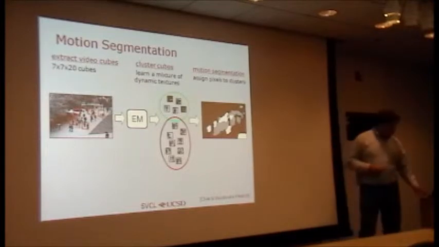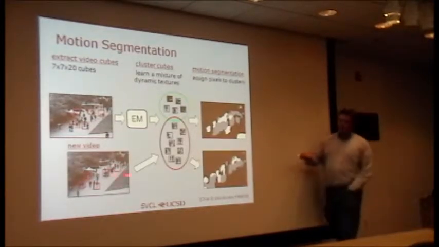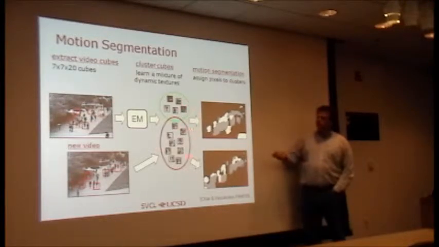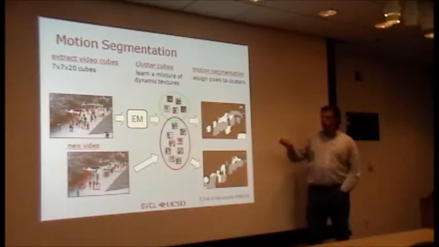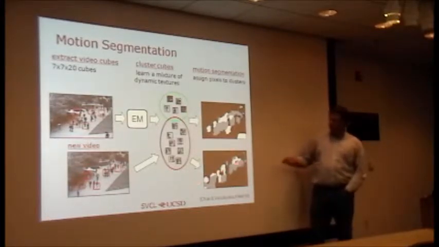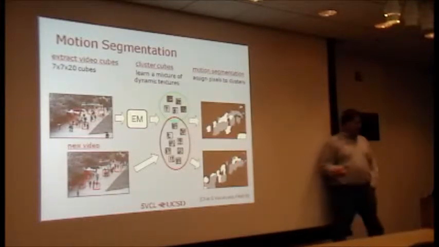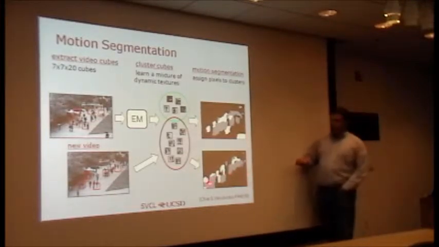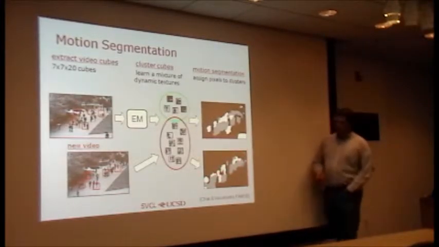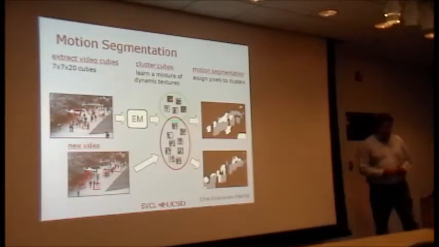So if I have new video, once I learn the model, I can extract these cubes. I can compute the posterior probability of the observations under each of these components. And if this component has higher probability, I label 1. If this component has lower probability, I label 0. I can do that at all locations of my video, and from that I can derive a segmentation mask that tells me, things that are in the same class have the same color. So it's like a traditional segmentation mask.